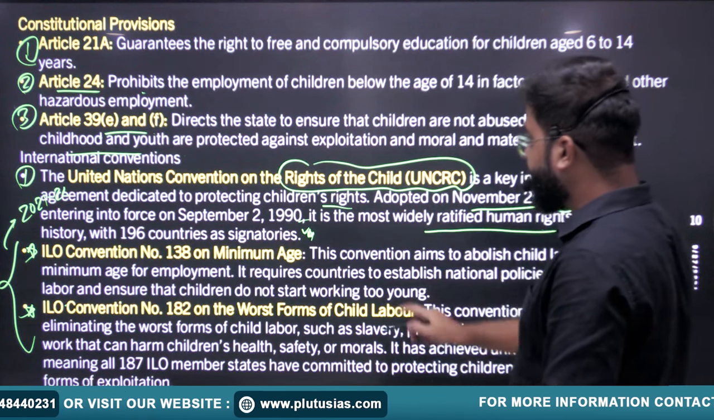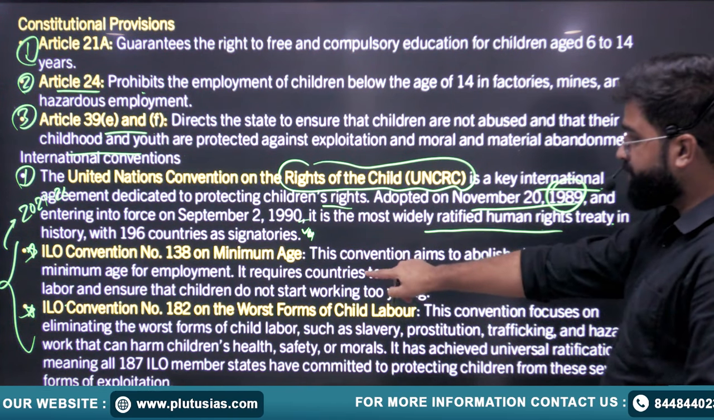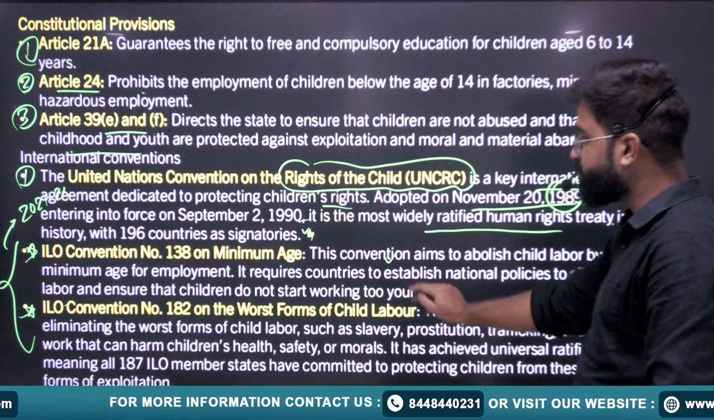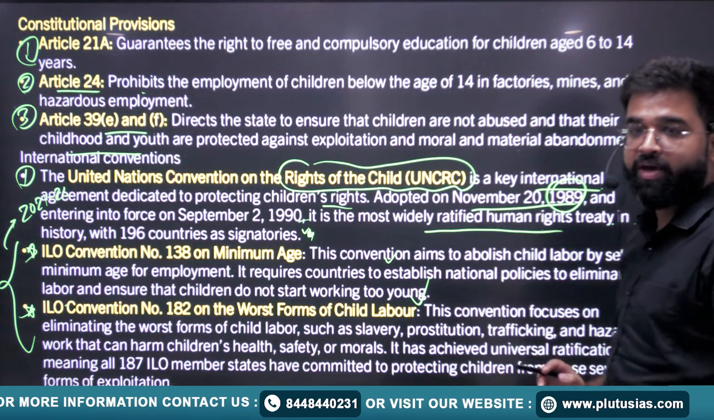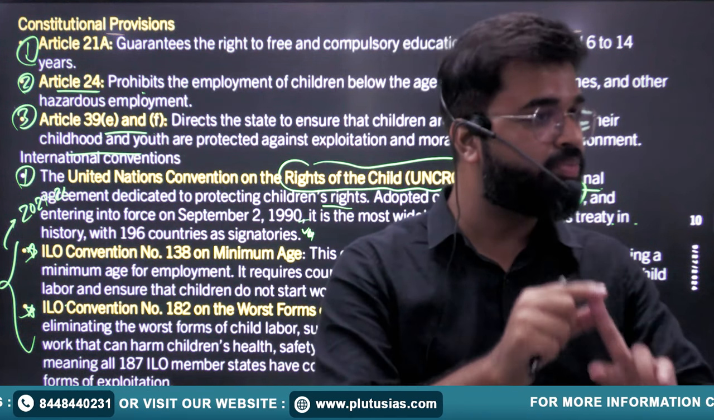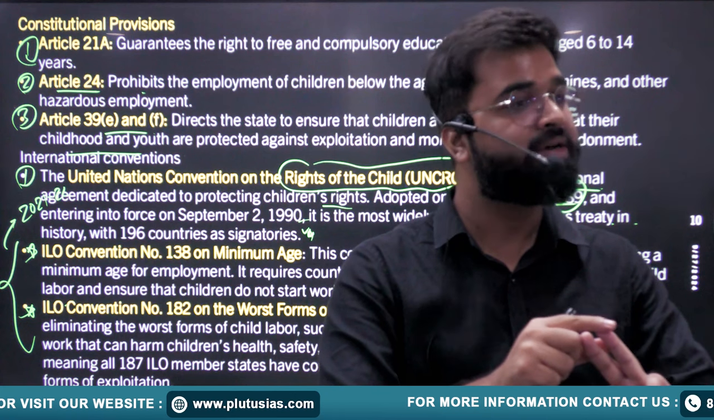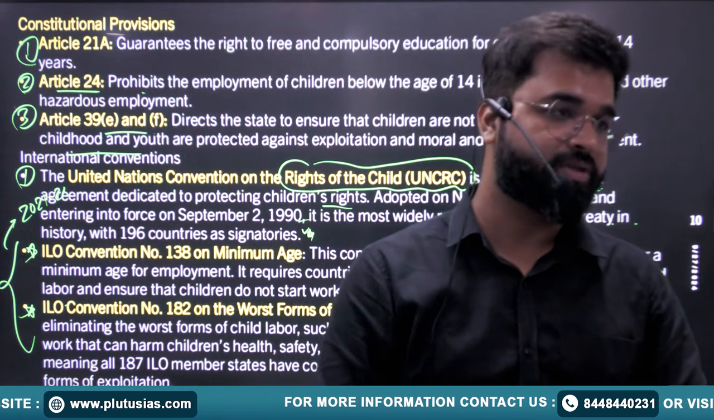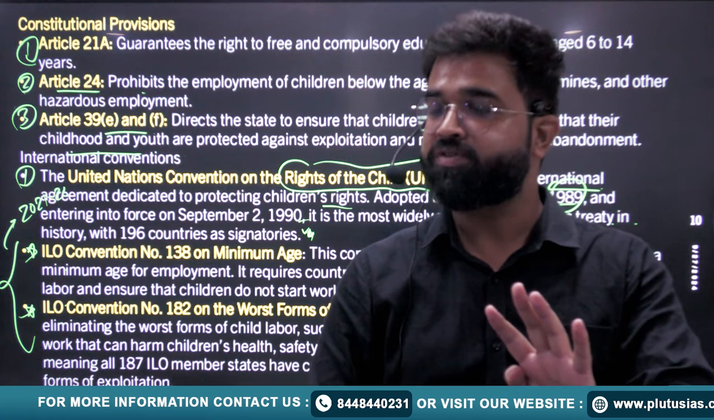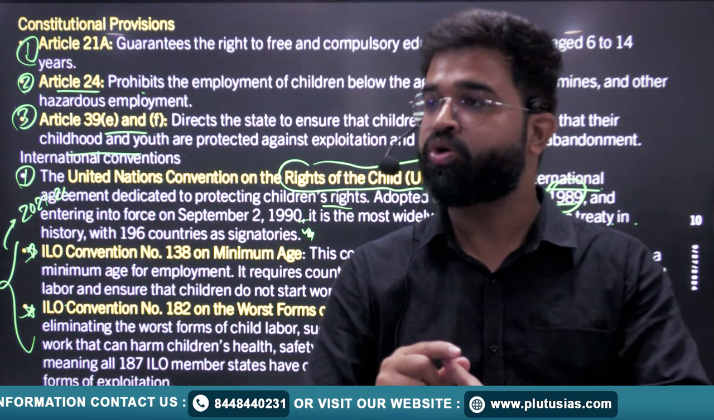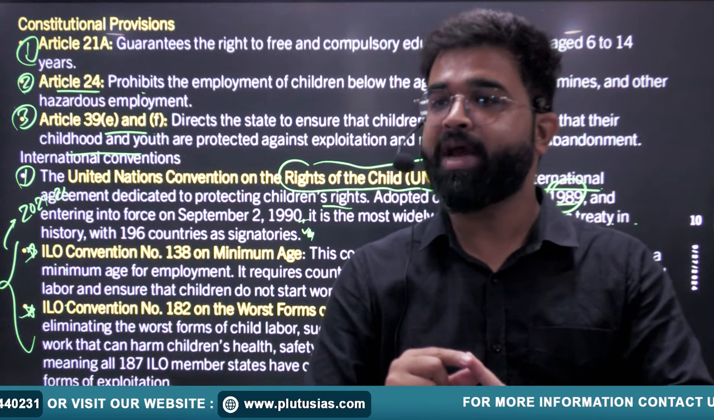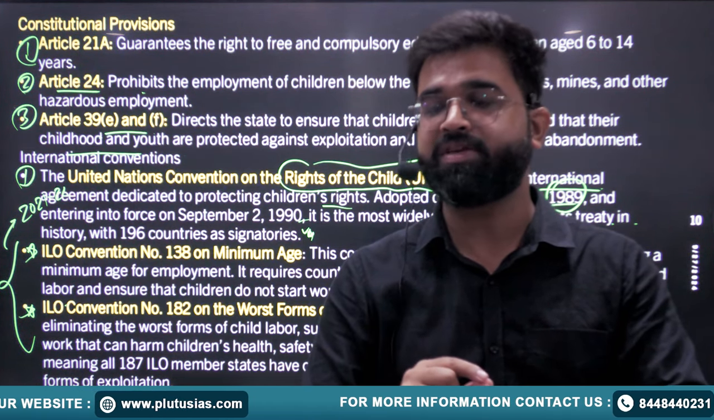Signatory. ILO Convention 138 on minimum age and ILO Convention 182 on worst form of child labor. These two conventions are also signed by India. Okay, so some of the legislative framework, some constitutional provisions and some international conventions or treaties. What are they? Tell me again. Related to protection of child rights. First, POCSO. Prevention of Child Labor, Juvenile Justice Act and Child Marriage Act.